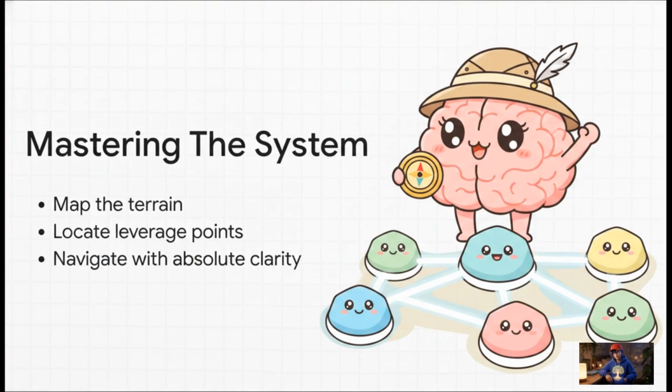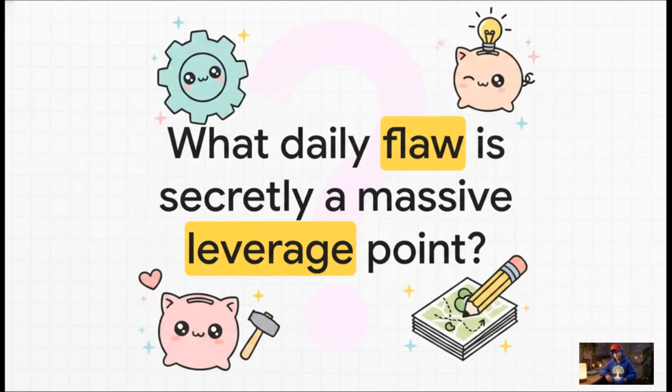So remember, the world is absolutely not just a random collection of isolated events. It's a fascinating, complex tapestry of interconnected systems. Mastering it really comes down to 3 basic things: mapping the terrain, locating your leverage points, and navigating forward with total clarity. So I want to leave you with this final, provocative thought to chew on. What single structural flaw in your daily routine is secretly a massive leverage point just waiting to be redesigned? Think about that for a bit, grab a notebook, and start drawing out your own terrain today.